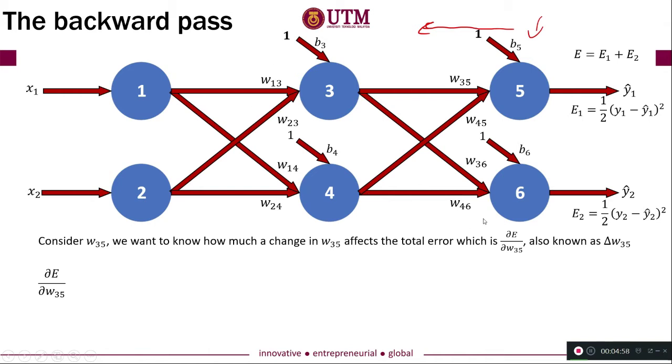So the meaning of del E del W35 is the total change that makes this error happen, or in other words, how much W35 contributes towards resulting in this error. That's why we need to find del E over del W35.